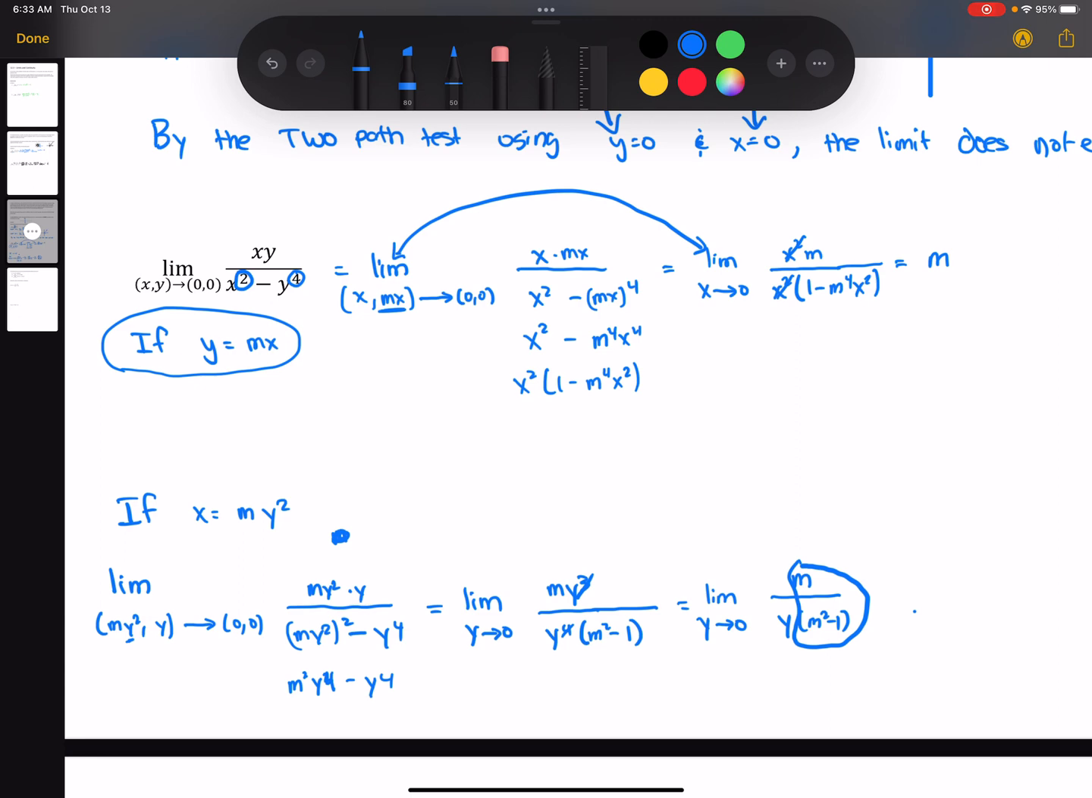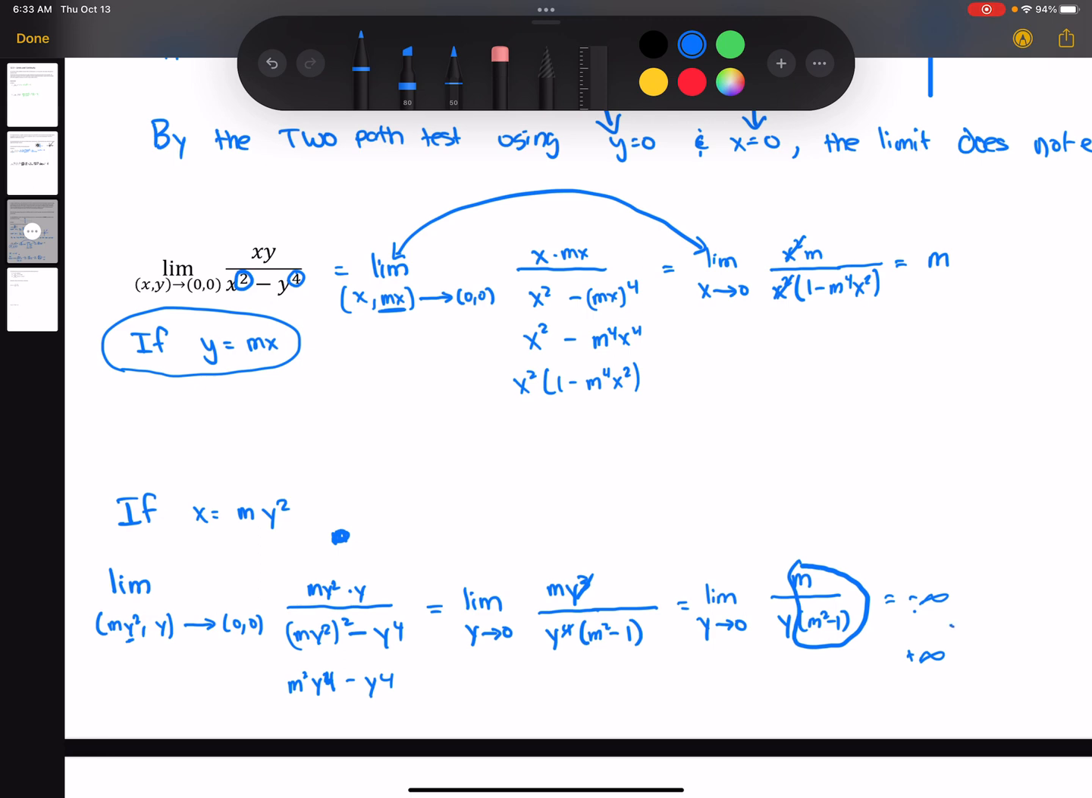So now we can go back to single variable calculus for a moment. If we approach 0 from the left, assuming m is positive, this is going to approach negative infinity. If we approach 0 from the right, this is going to approach positive infinity. All that's going to tell us is that if we use this parabolic path, the limit doesn't exist.